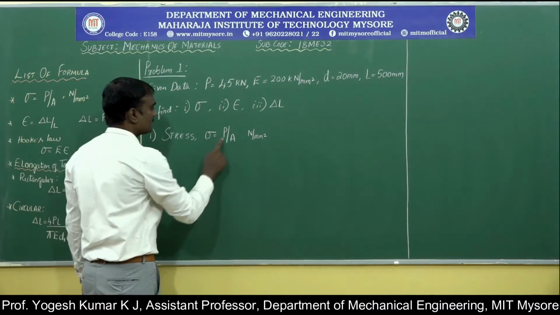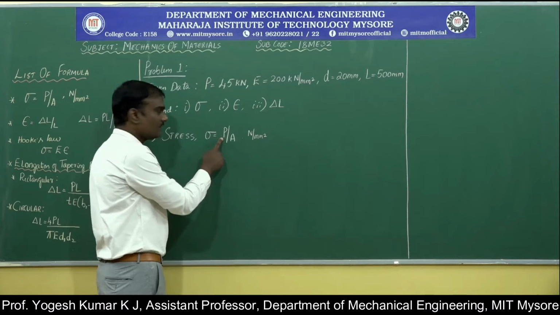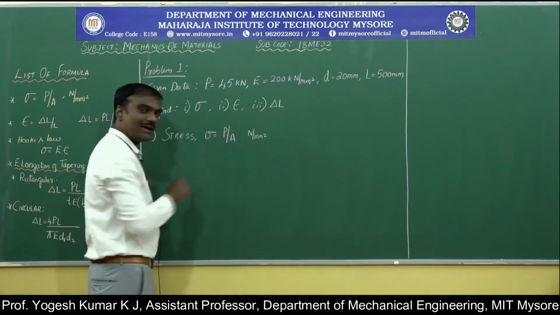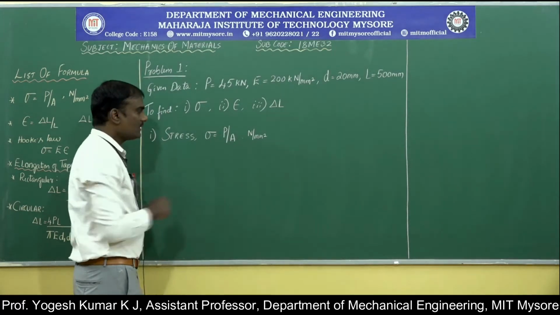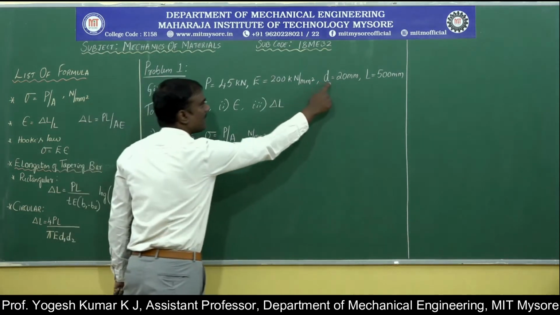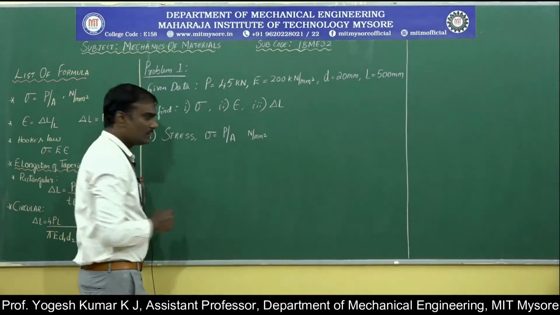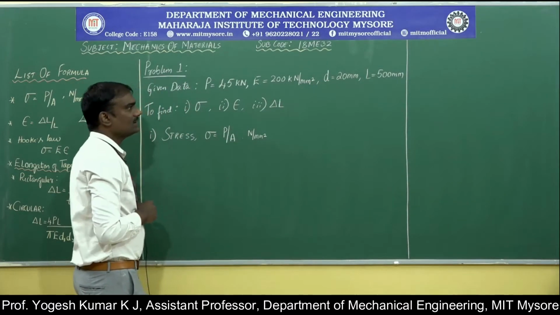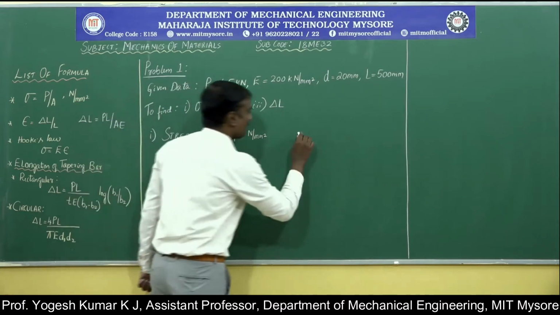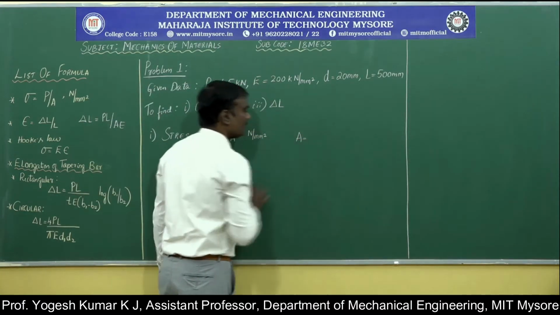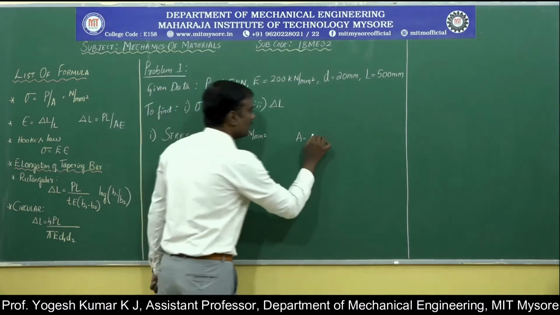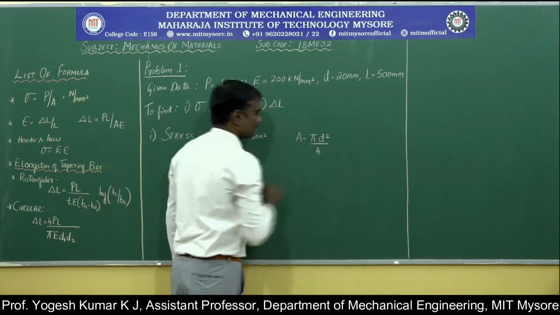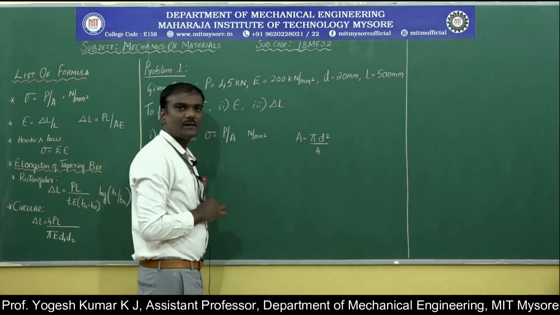From the given data, we know the value of P is 45 kilonewton, but we do not know the cross sectional area. But they have specified the member is a circular rod and they have given the diameter. Since we know the diameter, we can find out the area. Area of a circular member is pi d square by 4.